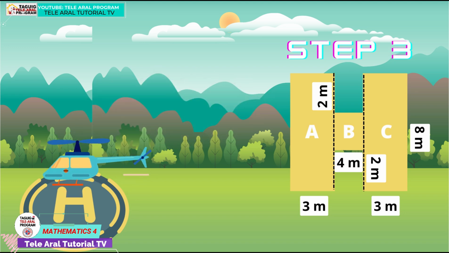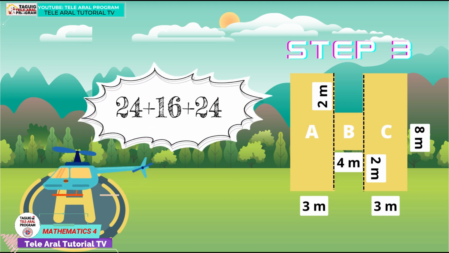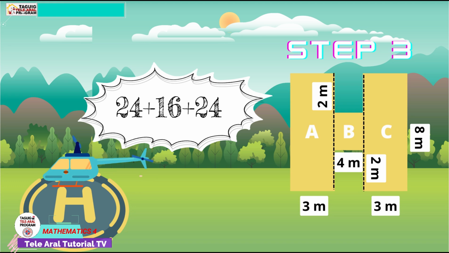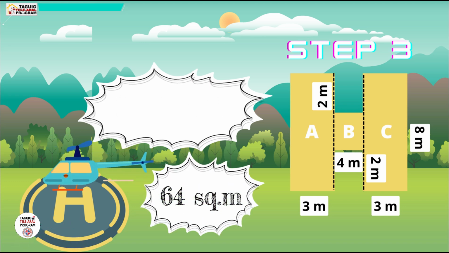And for our last step, add the areas of the squares and or rectangles made to find the area of the irregular figure. So, 24 plus 16 added to 24 is equal to what? Nice job! The answer is 64 square meters. Did you get it correct?